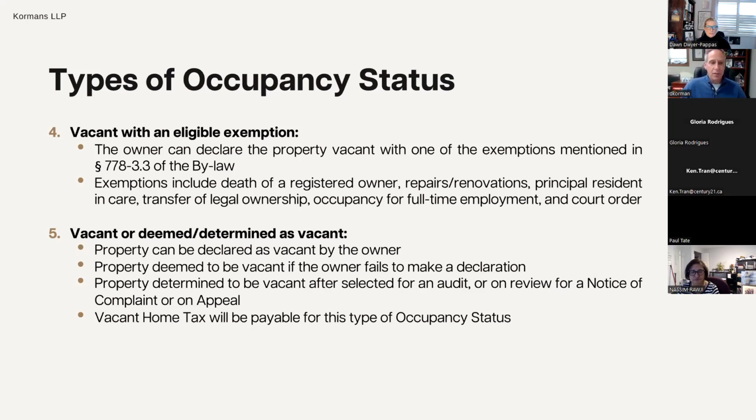The other one is if it's vacant or deemed vacant. So you can just declare the property is vacant. That's easy. The owner says, yeah, I know it's vacant, I'm declaring that it's been vacant and I'll pay the tax. Or the property might be deemed to be vacant if, like I mentioned before, the owner fails to file the declaration by February 2nd. If they fail to file it, the city deems it to be vacant and the tax is payable until you get through some sort of appeal process to undo that. But you're going to have to pay the tax, go through an appeal process, and try to get it back.